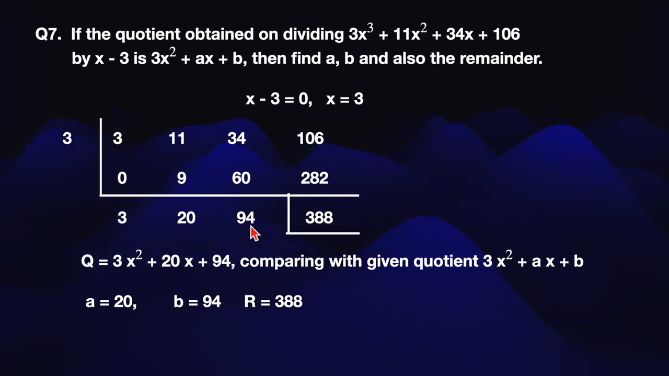So this is the remainder, and this is the constant, this is the coefficient of x, and this 3 is the coefficient of x square. So this is the quotient. Now compare with this polynomial 3x square plus ax plus b. So the coefficient of x is a, the coefficient of x is 20, so a is equal to 20, and the constant is b, so here b is 94 and r is the remainder, that is 388.